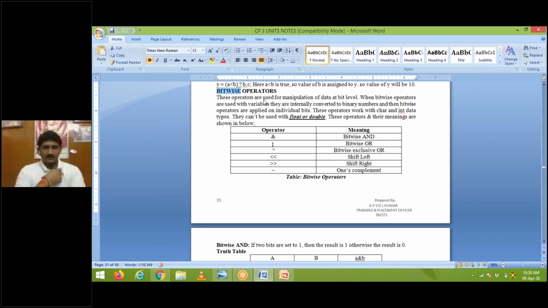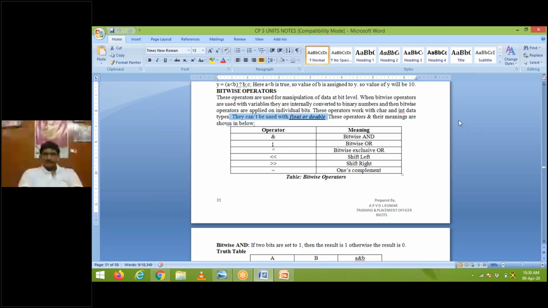Coming to the topic, there are 6 types of bitwise operators. These are very important for exam questions. It is asked many times. You should remember that they cannot be applied to float or double values. Bitwise operators cannot work upon float or double data types. They can work only upon integer data types.